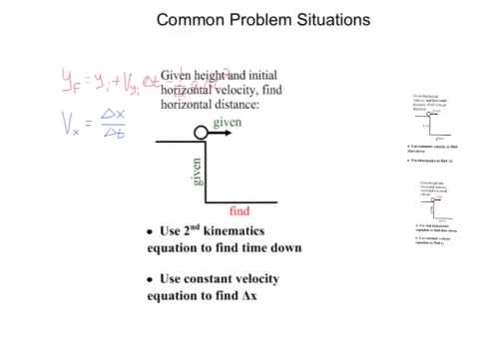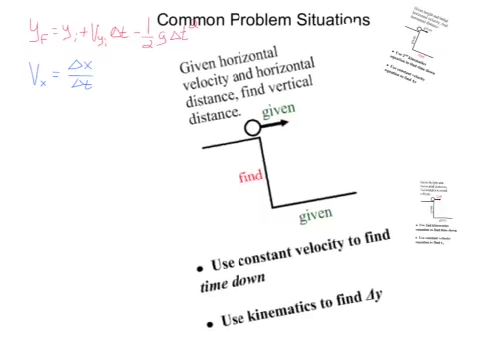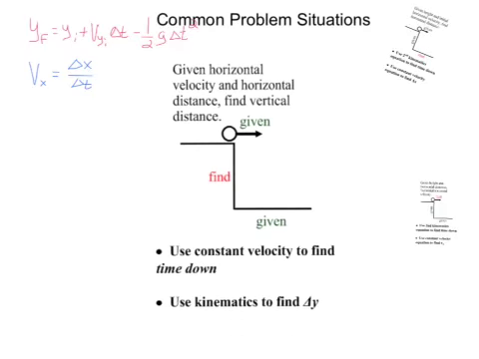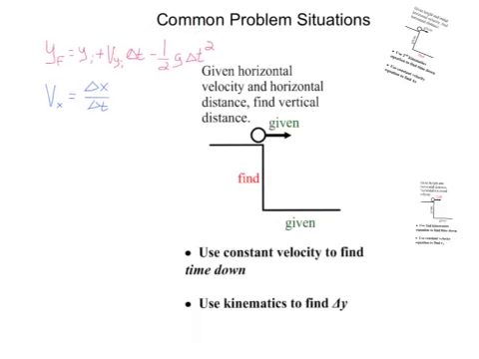In the second problem-solving situation, you are given the horizontal velocity, and you're given the range, and you're asked to find the height. To solve this, you would first use the constant velocity equation to find the amount of time down. So this is the situation where you'd use this equation first to find the amount of time down, and then use the kinematics equation to find the height.